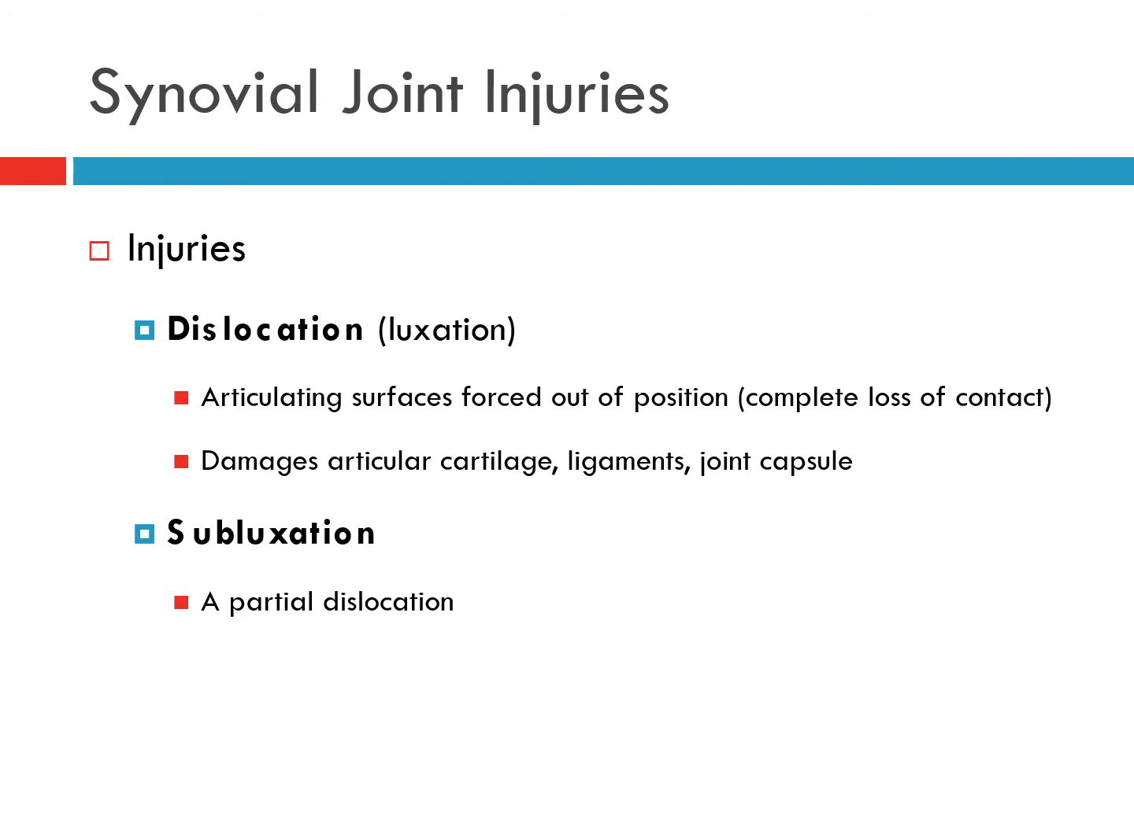I do like to point out on this slide that in chiropractic, we use the term subluxation differently than the traditional medical practice. In traditional medicine, a subluxation is a partial dislocation. In chiropractic, we use the term subluxation to describe a joint that has lost its full range of motion.